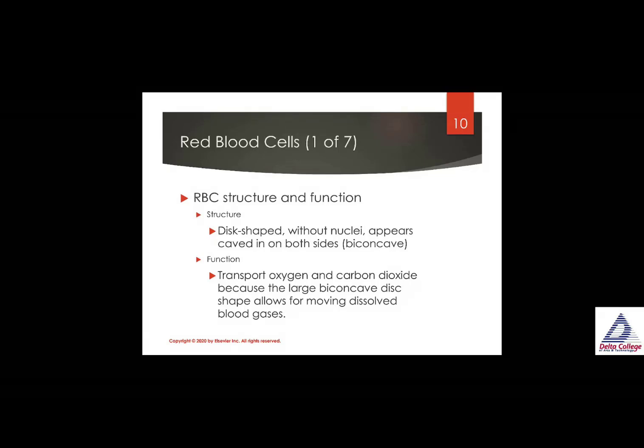So, red blood cell structure and function. Red blood cells are disc-shaped without a nucleus, and they appear caved in on both sides, so we call it biconcave. Now, the function of red blood cells is to transport oxygen and carbon dioxide, because the large biconcave disc shape allows for moving dissolved blood gases.